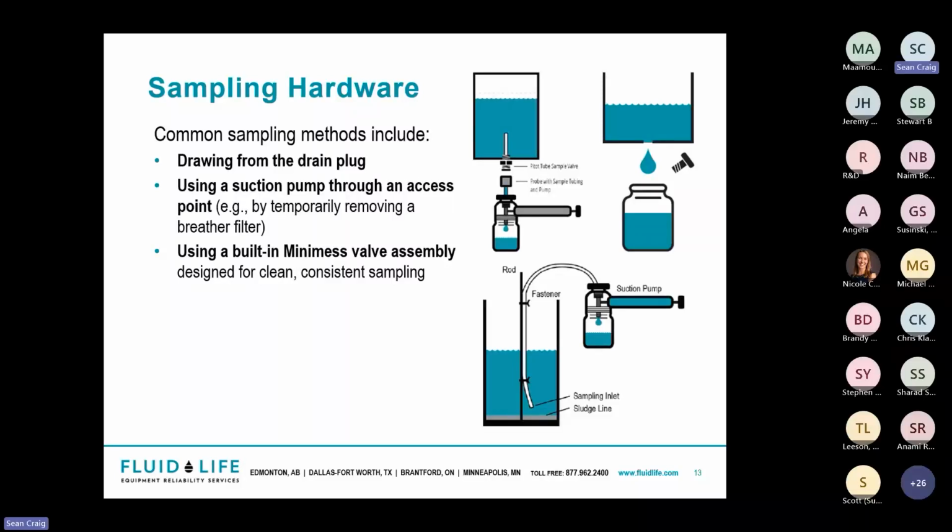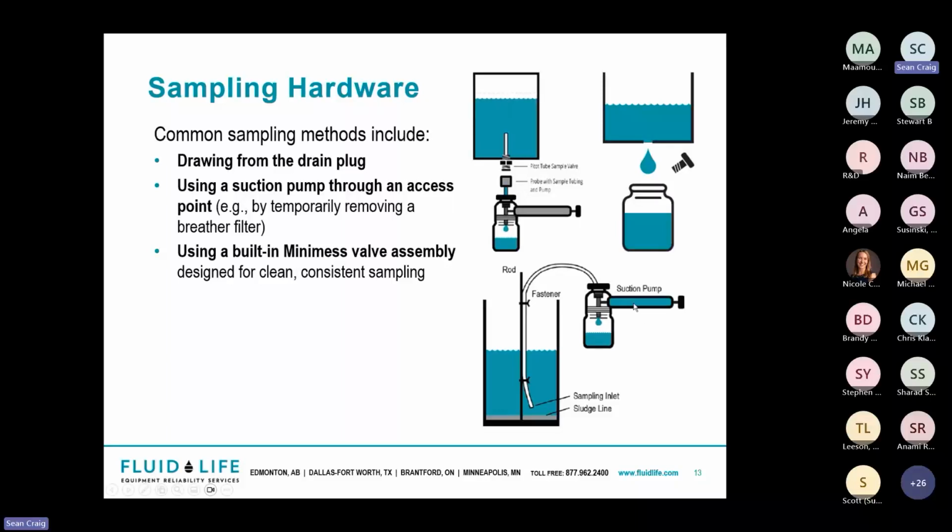The drain plug method is simple. It's not ideal for trending, as it can collect settled debris or be affected by dead zones in the sump, depending on where it is. But like I said, it's important to purge some of the oil that comes out before taking the sample, and let it come out a few seconds before putting that bottle in to take the sample.